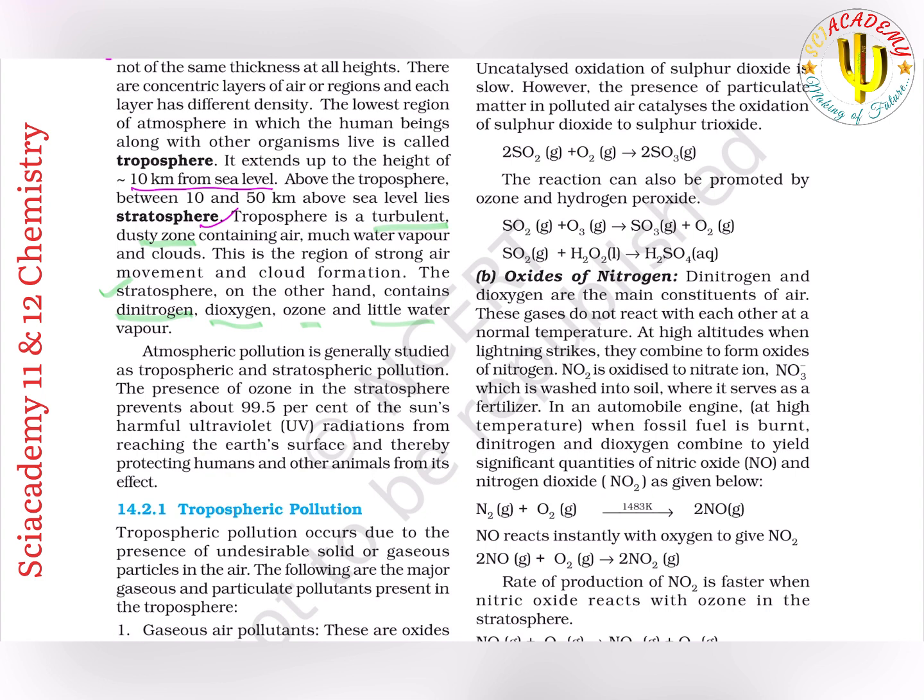The presence of ozone in the stratosphere prevents about 99.5% of the sun's harmful ultraviolet UV radiations from reaching the Earth's surface and thereby protects humans and other animals from its effect.